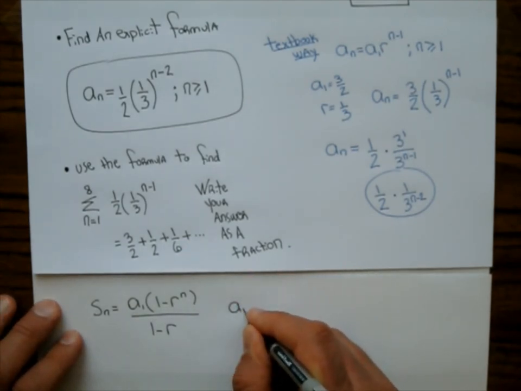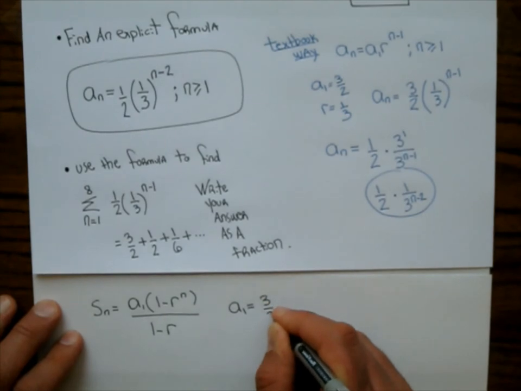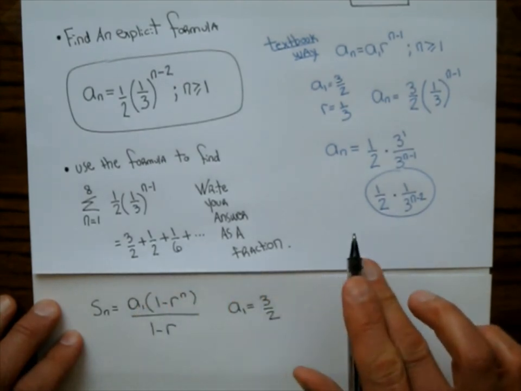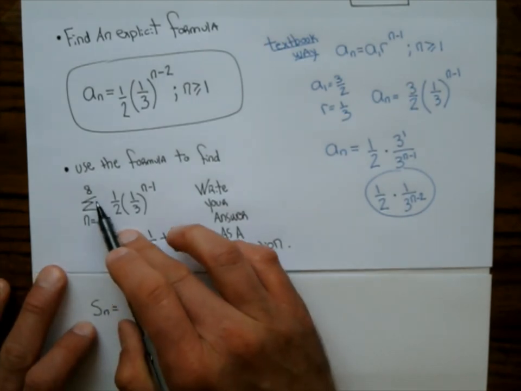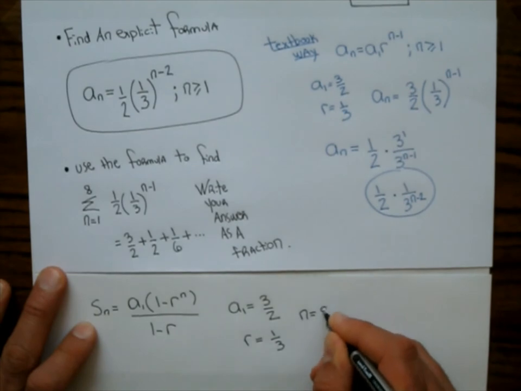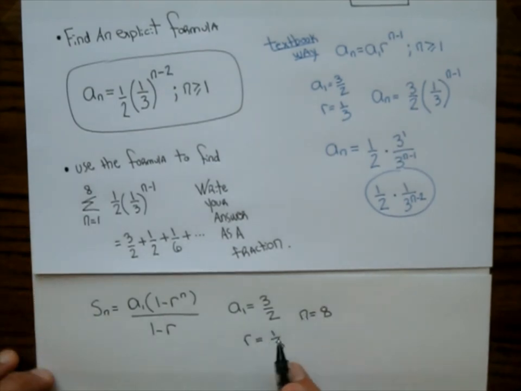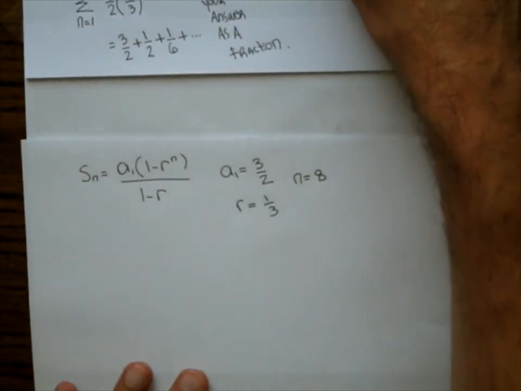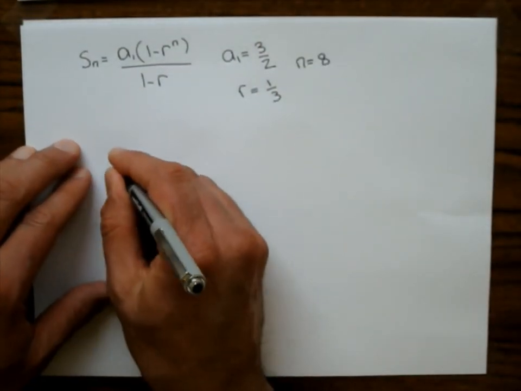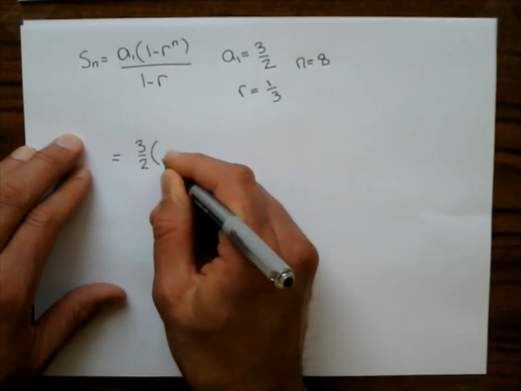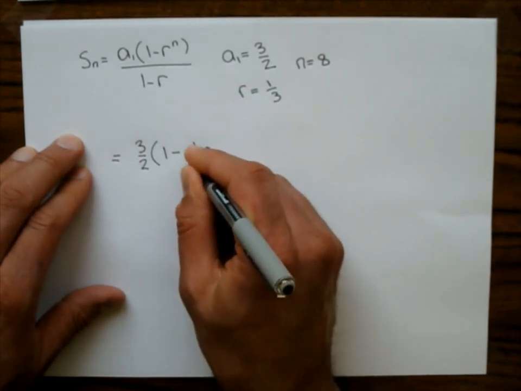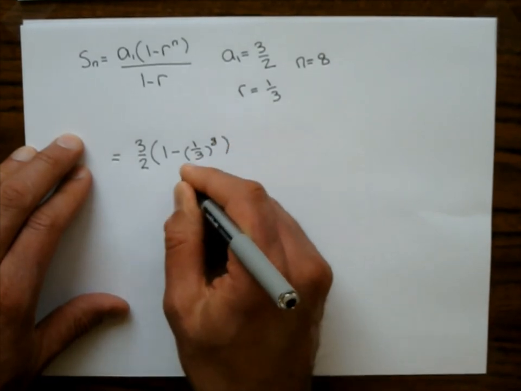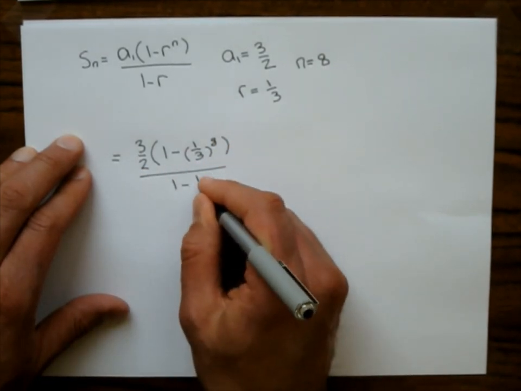Okay, so that's how you would do that. We identify our a 1. Our a 1 is 3/2. You identify the r. The r happened to be 1/3. You also identify the n. And n in this, how many are you adding up? You're adding 8 of these terms up. So n is 8. So now we're going to plug these numbers into this formula and have lots of fun doing some arithmetic. So let's do that. So a 1 is 3/2. And we have 1 minus r to the n, to the 8th. This is all over 1 minus r.